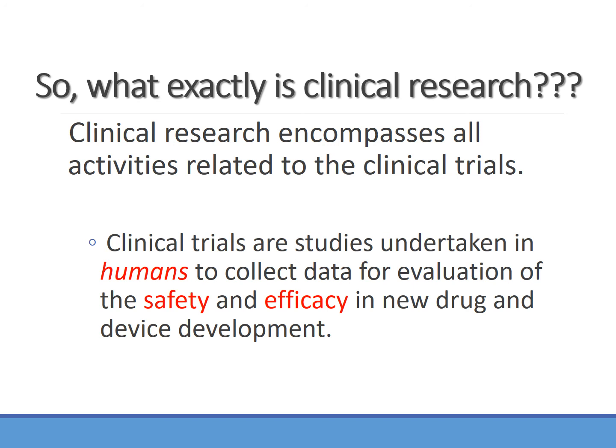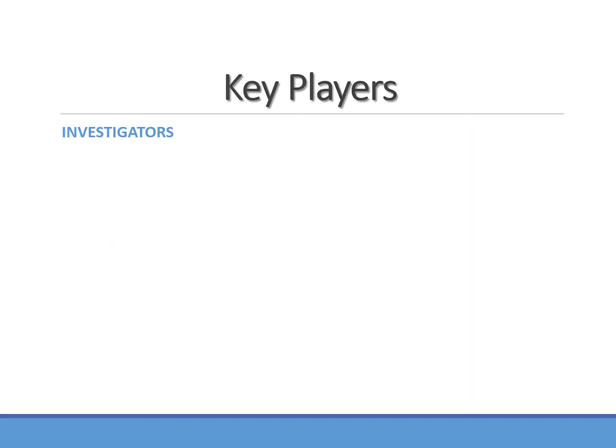This is involving humans. We'll talk about non-human studies in a minute. And these clinical trials are always being done to establish two things. Is the drug safe? And efficacy means, does the drug work? So clinical research is everything that's done with humans to determine whether a drug or a medical device is safe and does it work. So who are the key players in clinical research? The very first one is an investigator.